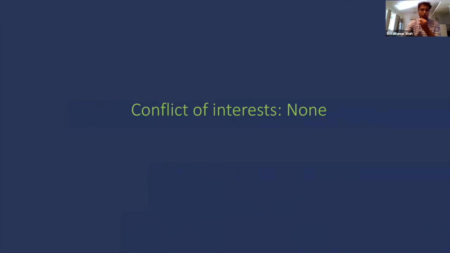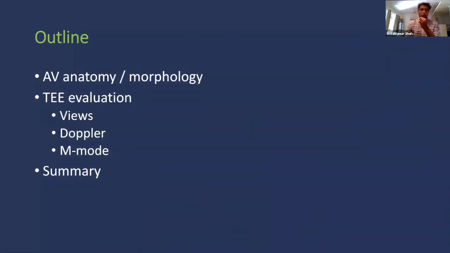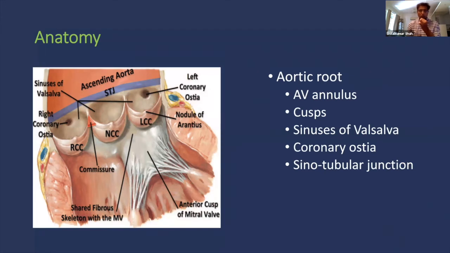I do not have any conflict of interest, and the outline of my talk will be quite simple: the anatomy and morphology of the aortic valve and the TEE evaluation for this. The normal aortic root consists of the aortic valve annulus, the three cusps, sinuses of Valsalva, two coronary ostia, and the sinotubular junction, as you see from the diagram here.